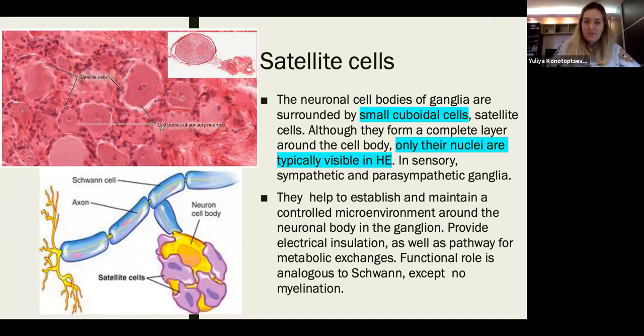Satellite cells are the supporting cells in the PNS as well, but they do not surround the axon, they surround the cell body. They are typically small cuboidal cells, nothing interesting about them, right? Just outside of the cell body of a neuron, you can only see the nuclei. Because they're supporting cells, they do metabolic exchange and electrical insulation of some sort, etc. Very similar to Schwann cells, except for the myelination. The cell body is not myelinated, because there aren't any Schwann cells there.